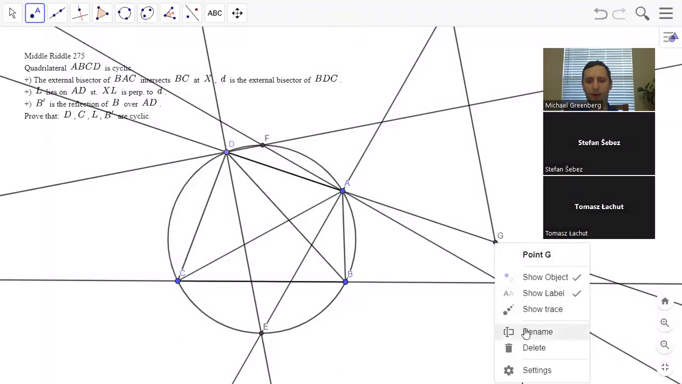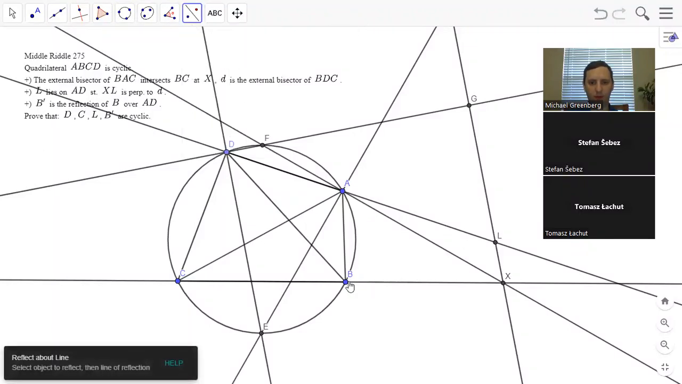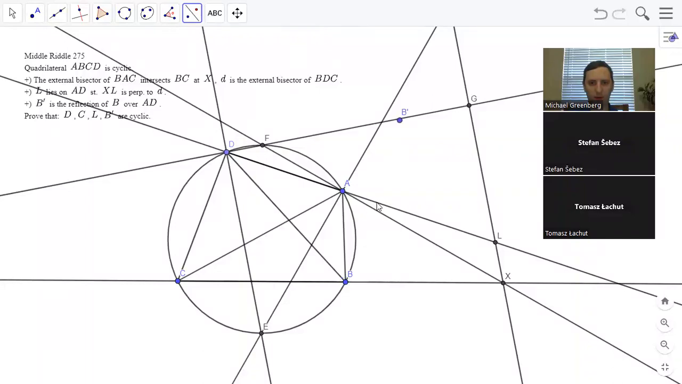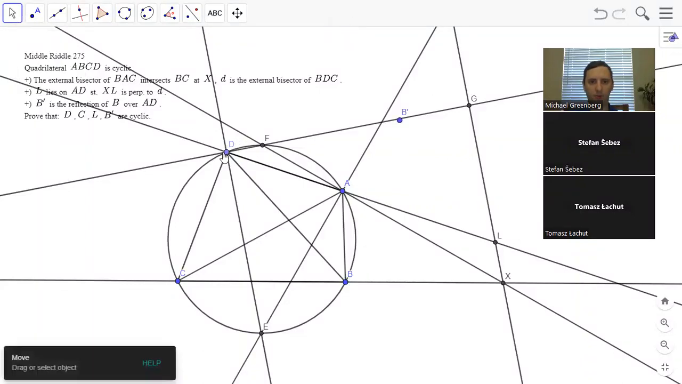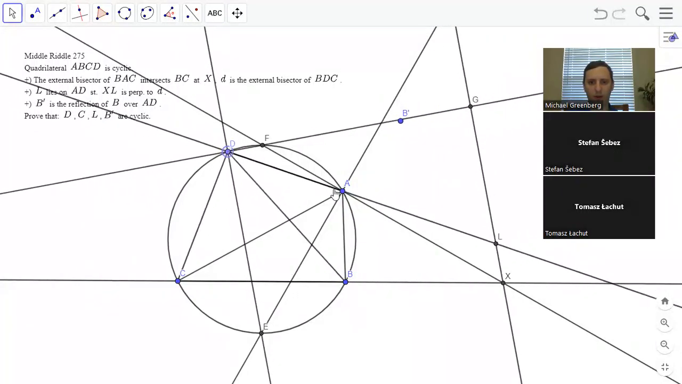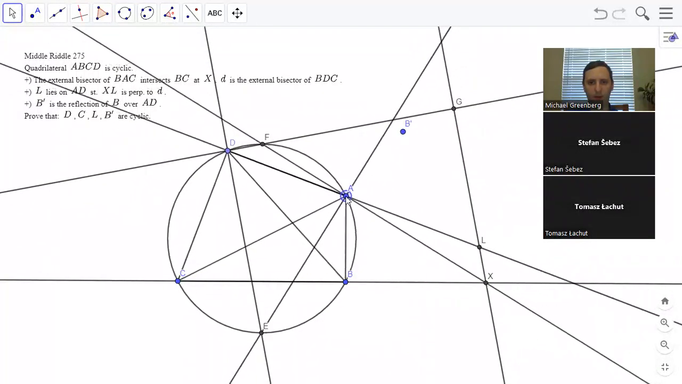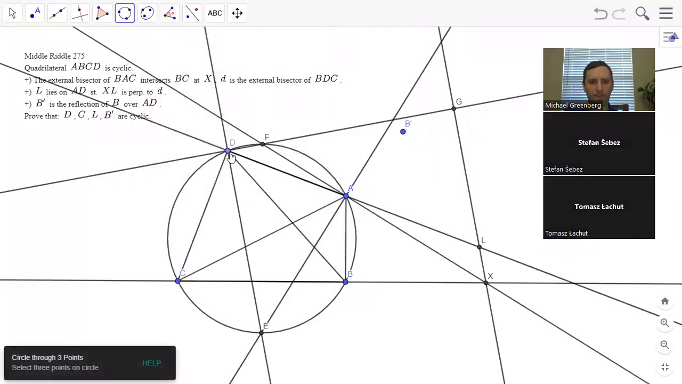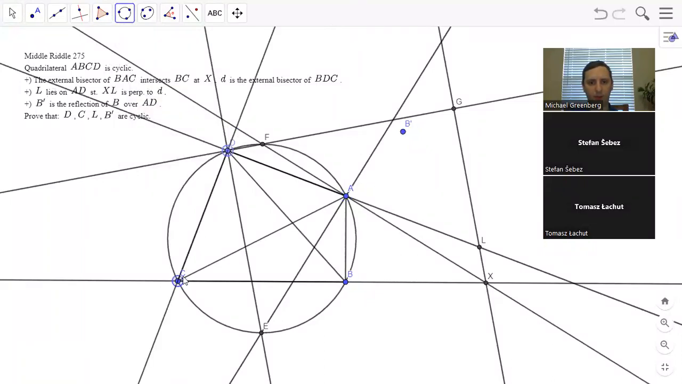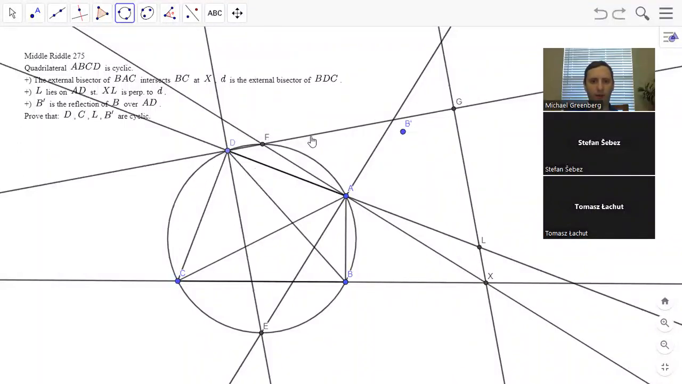Obviously, XL is parallel to the internal bisector. I don't know if it helps to draw this. And B prime is the reflection of B over AD. Okay. And it almost looks like B prime lies on that, so I'm going to move it just a little bit. Yeah, something like that. And we want to show that B, C, L, and B prime are cyclic. Interesting. All right, let's make this look a little better.